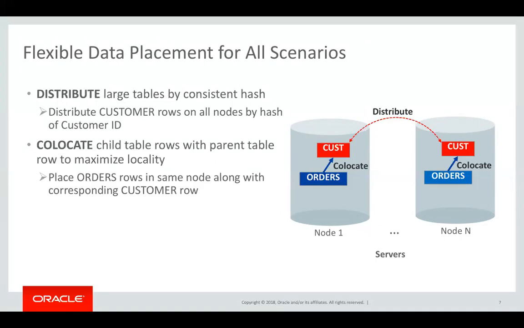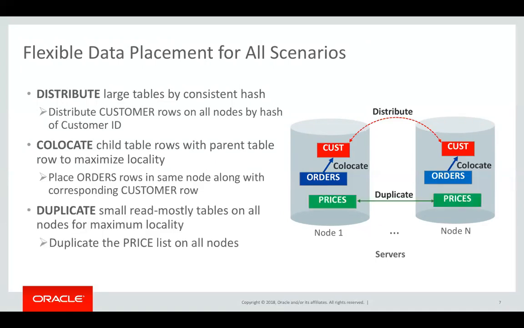The third distribution choice is what we call duplication. When you have a small read-mostly table that is accessed a lot in the application, it is desirable to keep such a table on all the nodes for maximum locality. A good example of such a table could be the price list, which typically isn't that large, but is accessed by many, many operations. So that table you want to duplicate on all the nodes of that scale-out configuration.